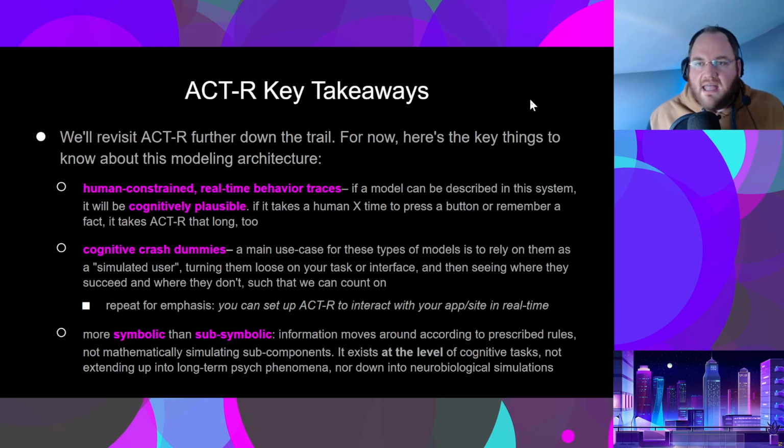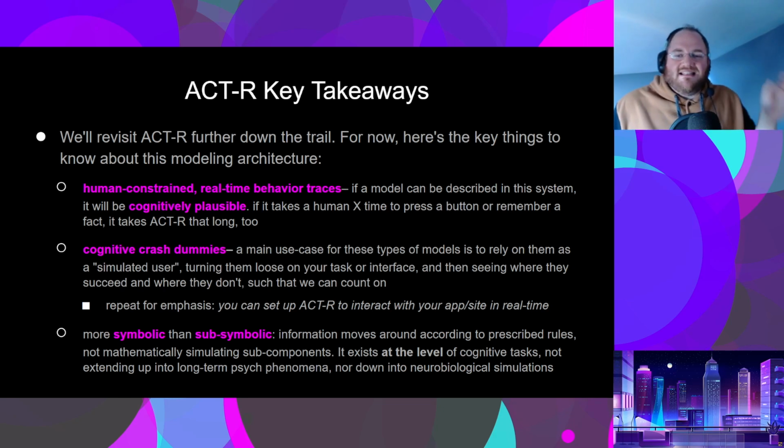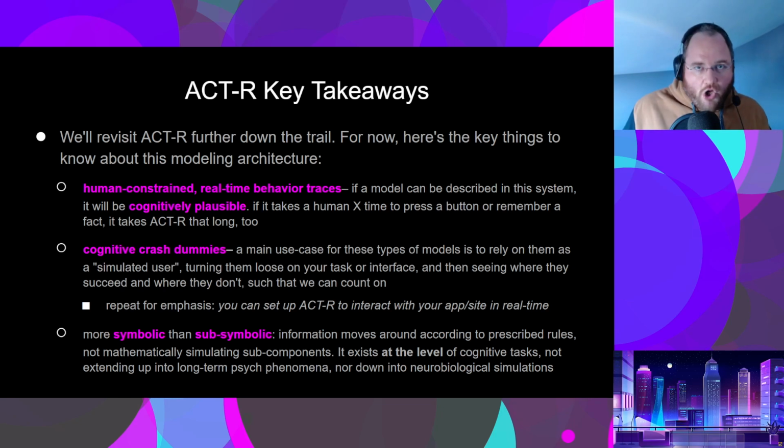So we're going to revisit ACT-R later in the course. For now, the key things to know about this modeling architecture are its human-constrained, real-time behavior traces. Very cool stuff. If a model can be described in this system, it's going to be cognitively plausible. Again, is it going to be true? No. That's expecting too much. But is it a good guess? Is it a useful guess, right? And even better that it's plausible.